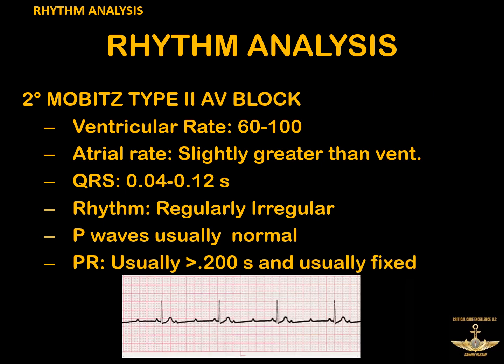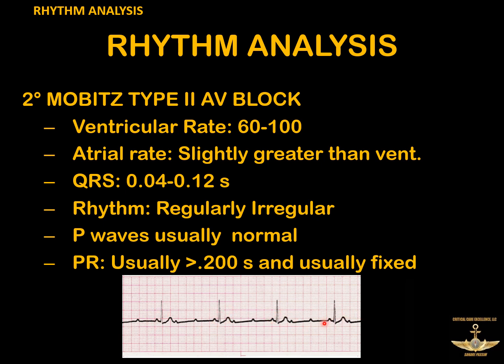So second degree Mobitz type 2, which doesn't have a fancy cute name like Wenckebach, is mostly the same as far as the criteria. The ventricular rate is still going to be somewhere between 60 and 100, usually normal. The atrial rate is going to be a little faster because you're going to lose some beats. And the rhythm is also going to be predictably irregular within itself. The P waves themselves are usually pretty normal, but the difference from type 1 is that now the PR interval is usually going to be constant.